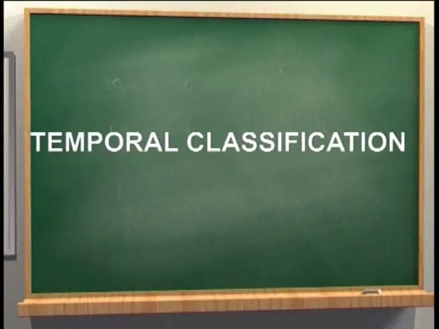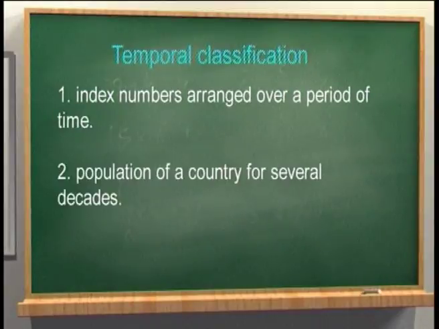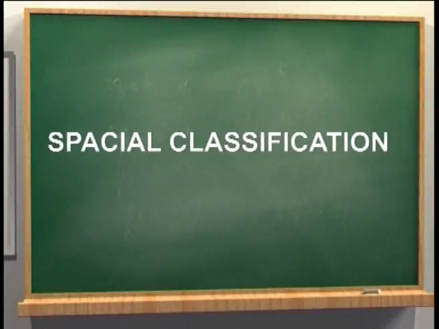Temporal classification. It is done according to time. Example: index numbers arranged over a period of time, population of a country for several decades, exports and imports of India for different five-year plans, etc. Spatial classification. It is done with respect to space or places. Example: production of cereals in quintals in various states, population of a country according to states, etc.